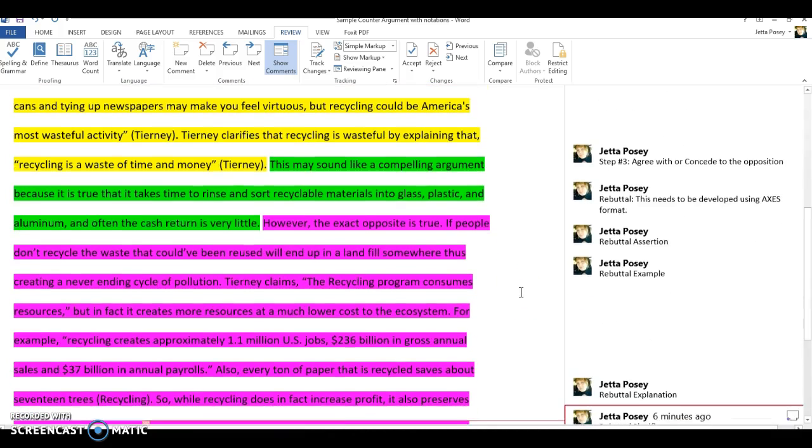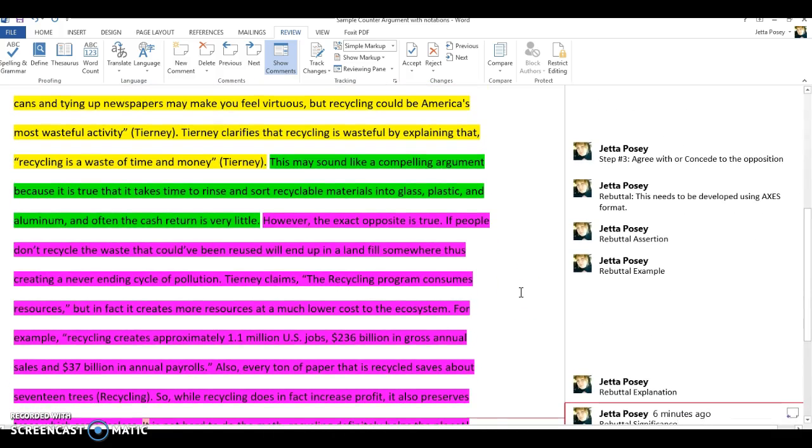But now here comes the most important part of the counterargument, and that is the rebuttal. So usually a rebuttal starts with a signal word like but or however. And the student said, however, the exact opposite is true. If people don't recycle, the waste that could have been reused will end up in a landfill somewhere, thus creating a never-ending cycle of pollution.